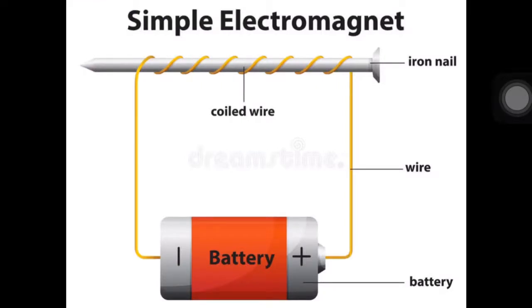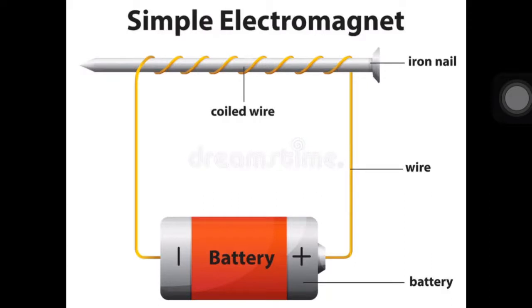Today we are going to study an important topic in physics, that is about electromagnets. So first of all, mainly there are two types of magnets. One is permanent magnet and the second is temporary magnet. What is a permanent magnet? A permanent magnet is actually an object made up of a material that is magnetized and it will have its own permanent magnetic field.